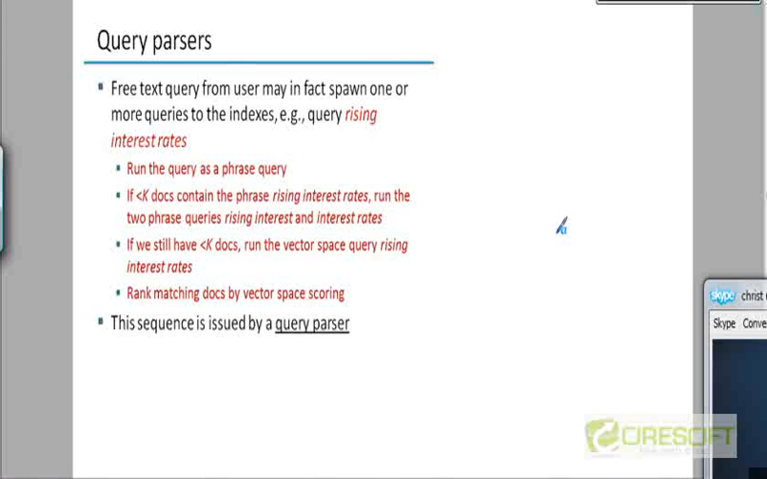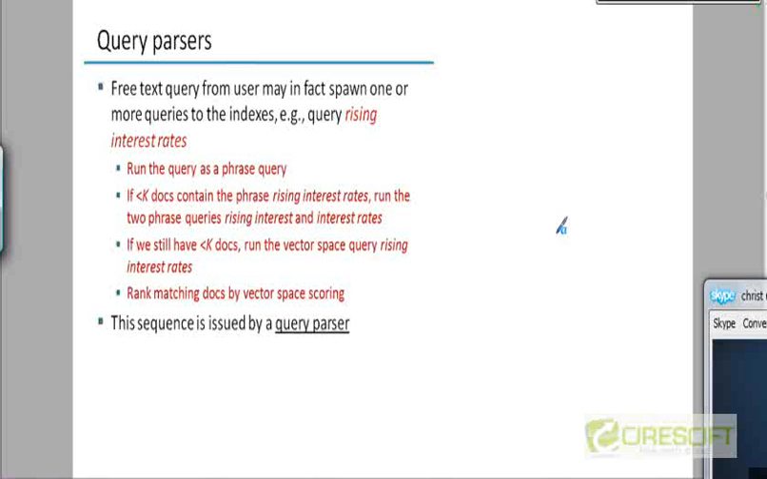Because now we don't have a constraint that all three terms have to be present or two of them have to be present. Well, maybe we could add those optimizations in. But when doing vector space scoring, if any of these three terms appear in a document, rising, interest, or rates, the score between the query and that document is going to be greater than zero.